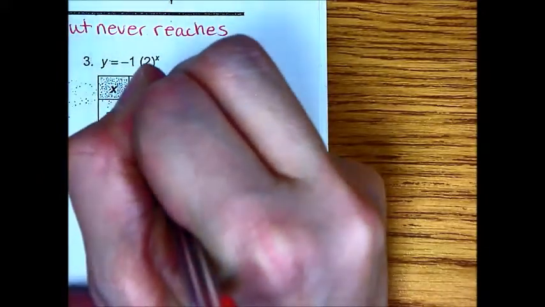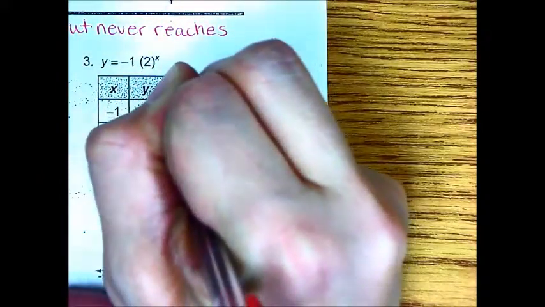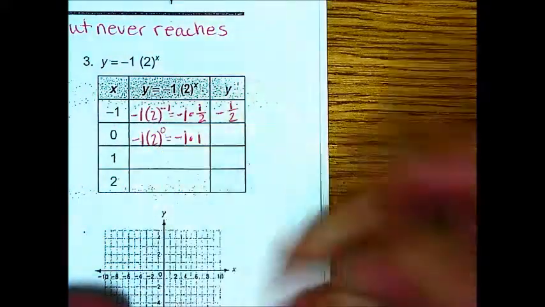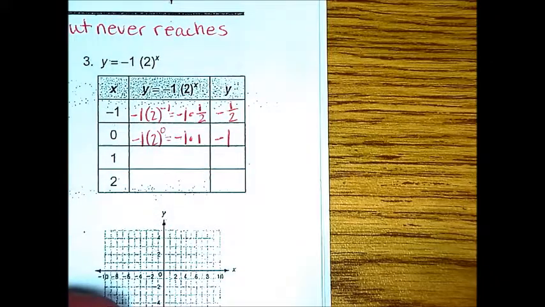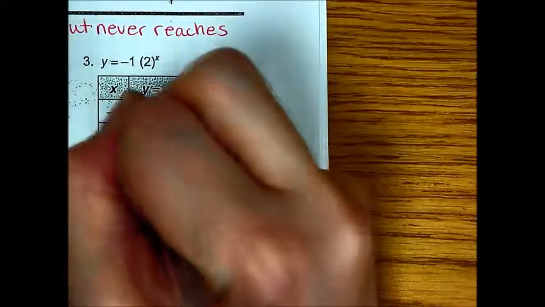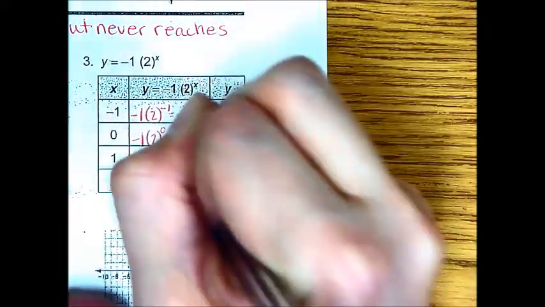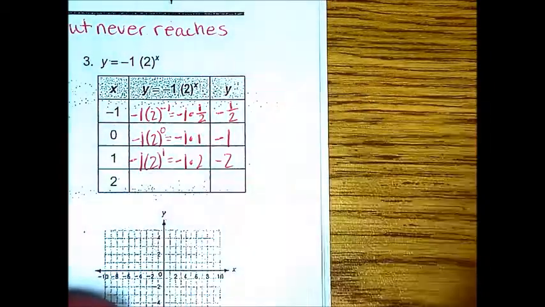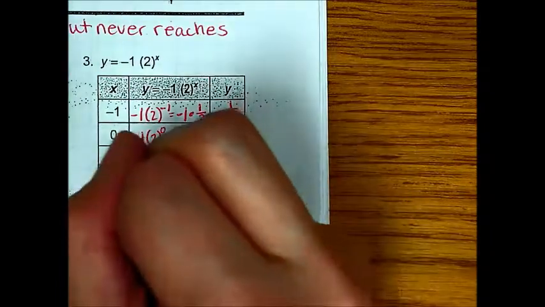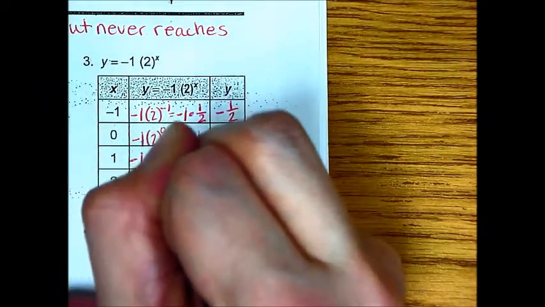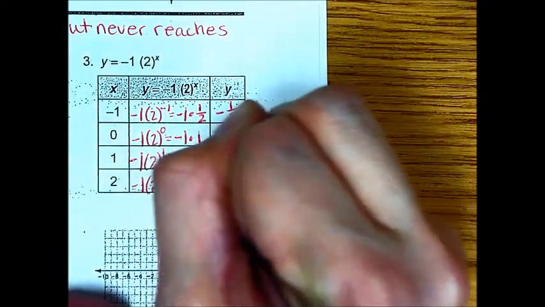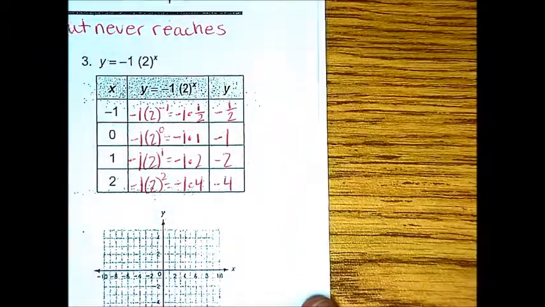Negative 1 times 2 to the 0. That's negative 1 times 1, because anything to the 0 power is 1. That's negative 1. Negative 1 times 2 to the first. All right, 2 to the first is 2, so negative 1 times 2 is negative 2. Negative 1 times 2 to the second. Okay, 2 to the second is 4, so negative 1 times 4 is negative 4.